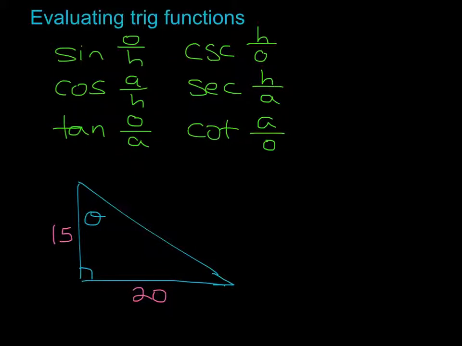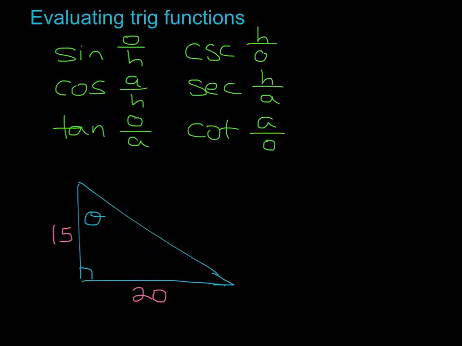So remember, the co's do not go together. Sine and cosecant go together. Cosecant is simply the inverse, or the flip, of your sine function, so this is hypotenuse over opposite. Your cosine and your secant are inverses of each other, so that's going to be hypotenuse over adjacent. And then your tangent and cotangent are inverses of each other, so cotangent is simply adjacent over opposite.